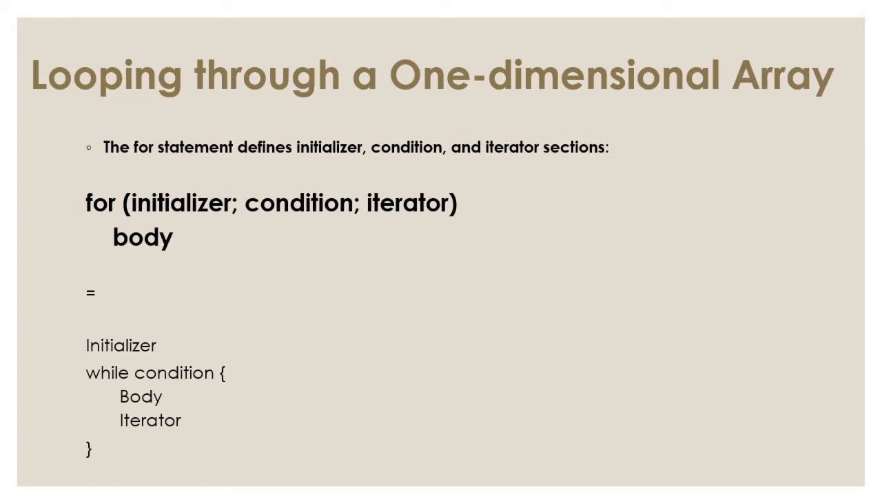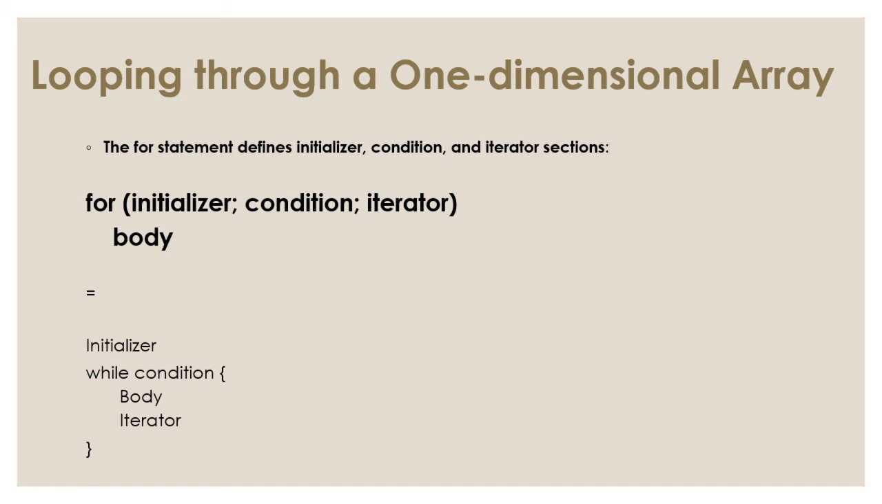Now what happens is it will check the condition to see if the condition is true, and if the condition is true, it's going to go through the loop until the condition is no longer true, and then it will stop. The iterator section defines what happens after each loop. In this case, it adds 1, so it's going to start at index 0 and proceed through the loop until it gets to the end of the array.